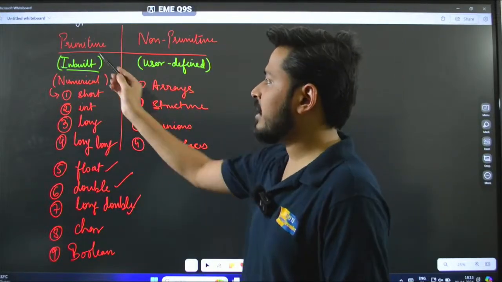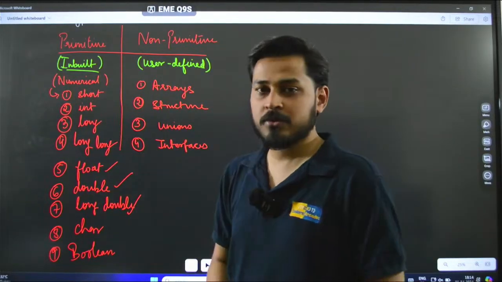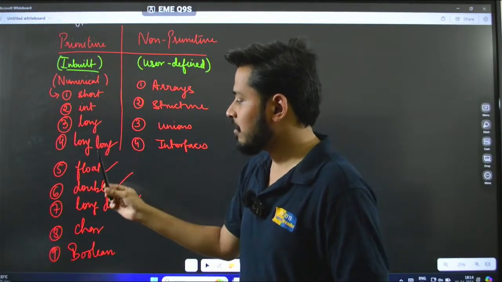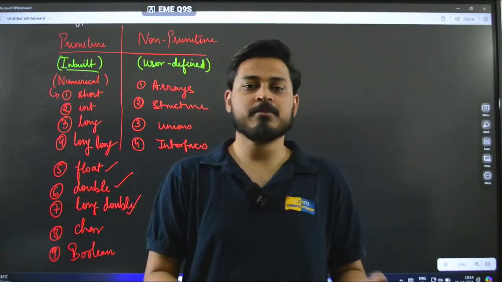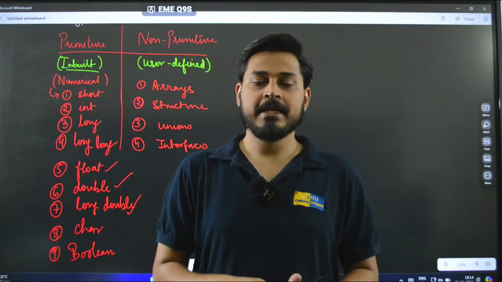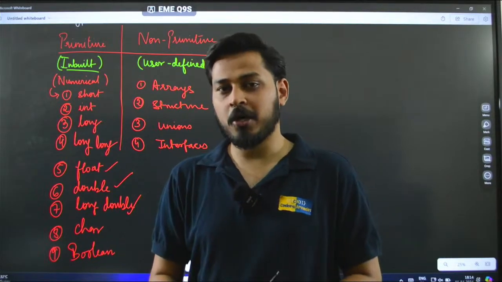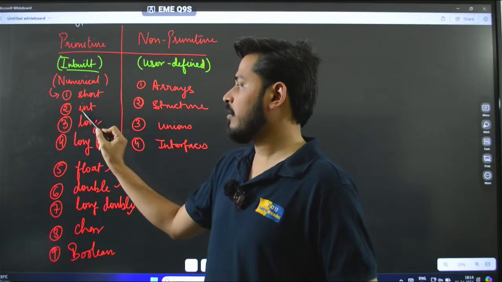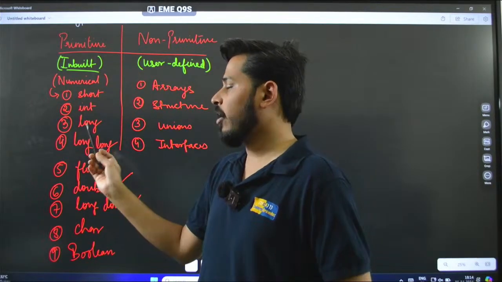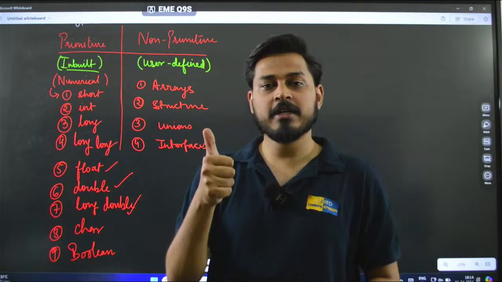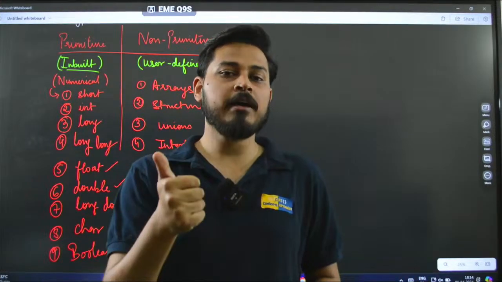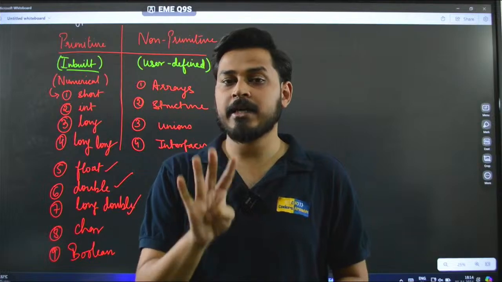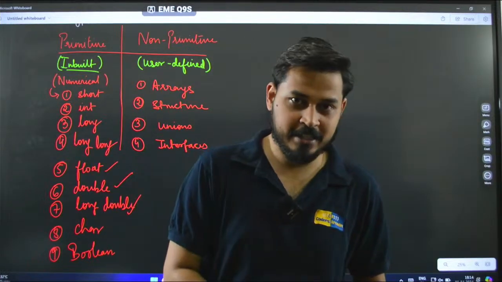In primitive, inbuilt data types, we have different types. Basically we have numerical, we have decimal types, and we have other miscellaneous types like character or boolean. So let us talk about that now. First of all, we see short, then int, then long, then long long. Short, int, long and long long are the four data types which are numerical data types without decimals.